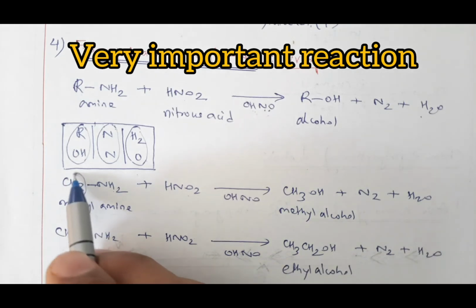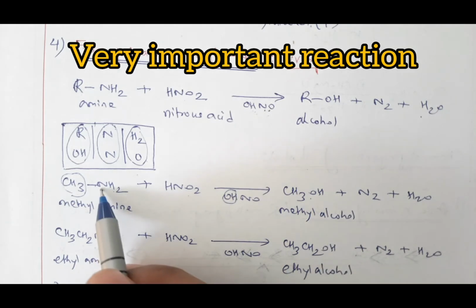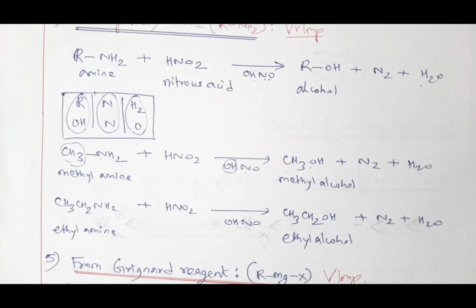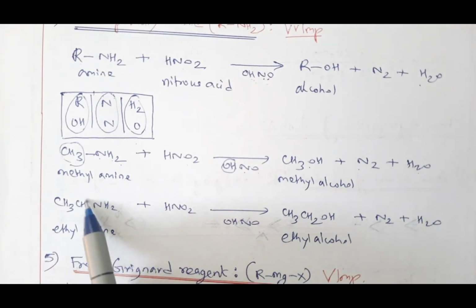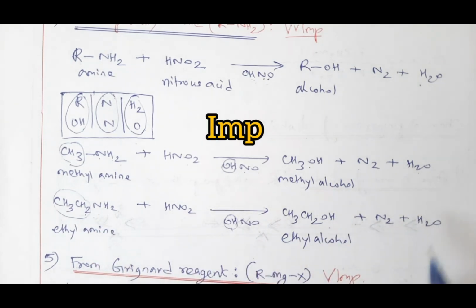So here the R part, that is this, will take OH to form alcohol. This N and N combine to form N2. This H2 and O combine to form water. Similarly down also, CH3CH2, that is ethyl. The R part will take OH to form ethyl alcohol, and both of them are primary alcohol. N and N combine to form N2, H2 and O will combine to form water.